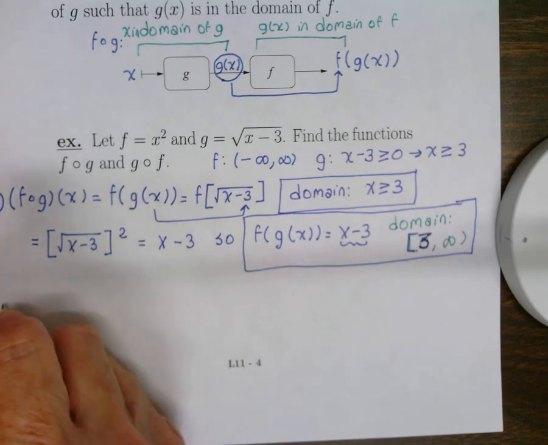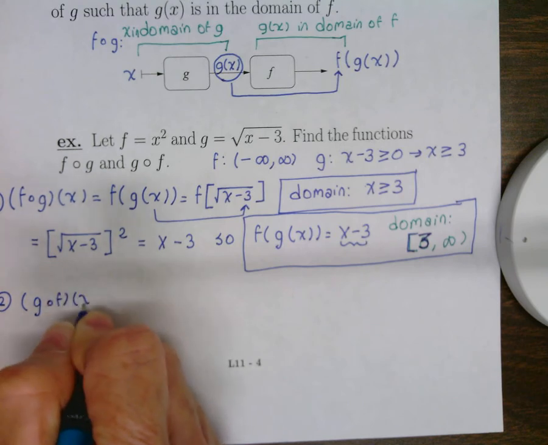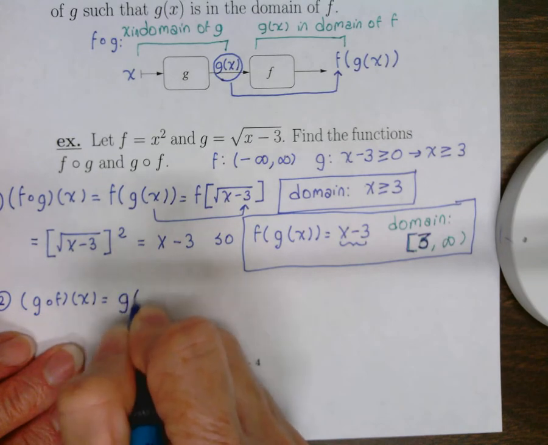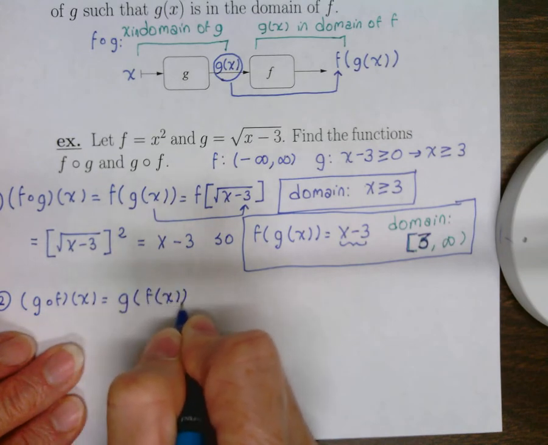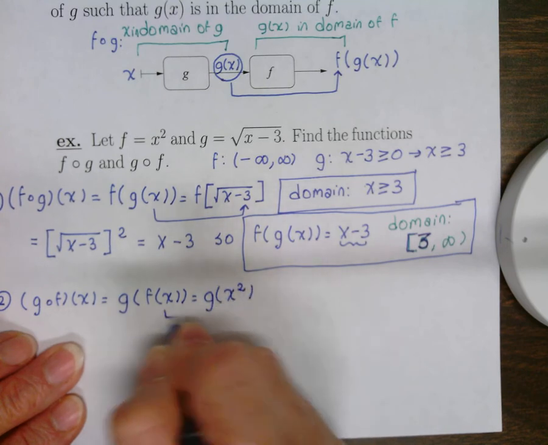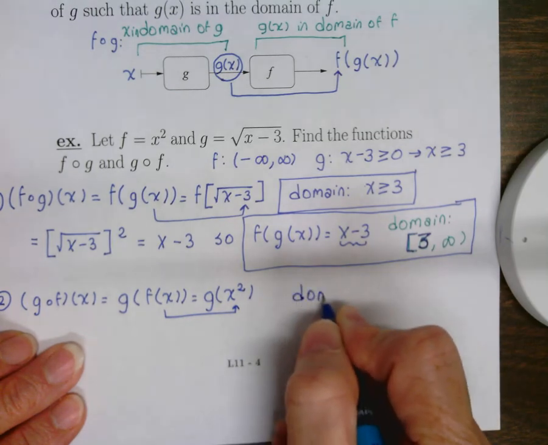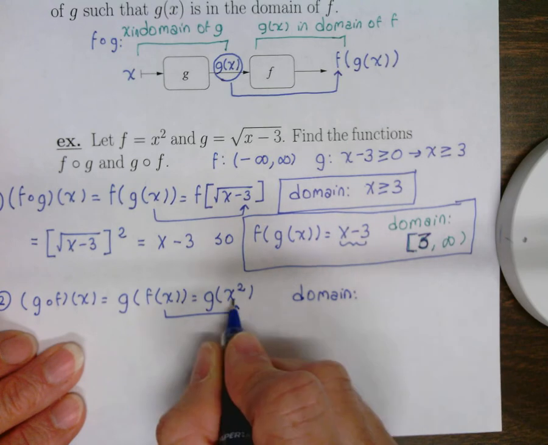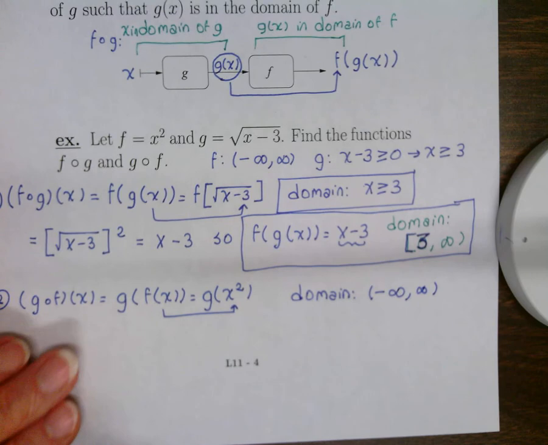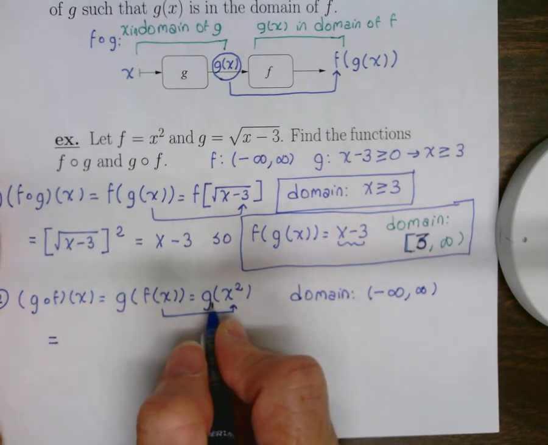Okay, let's go the other way. g circle f of x is what? It's g of f of x, which is g of x squared. Domain? So far, no restrictions. x squared, remember the domain of f can be any real number, so no restrictions yet. And so that's g of x squared.